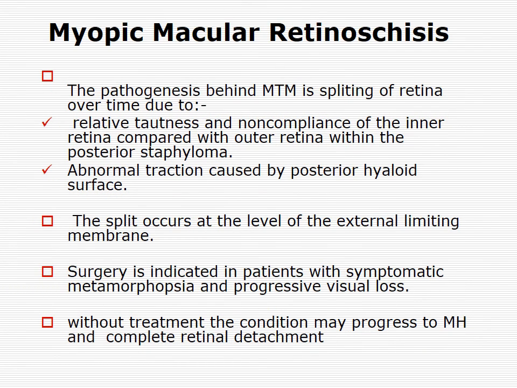Myopic macular retinoschisis. The pathogenesis behind myopic tractional maculopathy is splitting of the retina over time due to relative tautness and non-compliance of the inner retina compared to the outer retina within the posterior staphyloma. There is also abnormal traction caused by the posterior hyaloid surface. The split occurs at the level of the external limiting membrane.